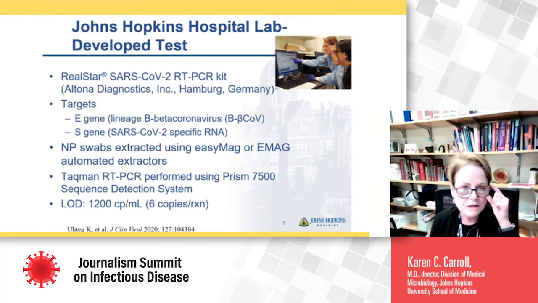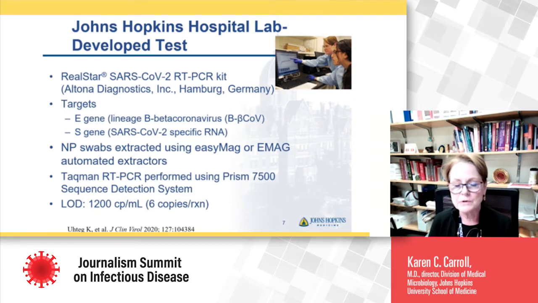So our first test was the real SARS-CoV-2 reverse transcriptase PCR kit from Altona Diagnostics. This assay had 2 targets, the E gene, which is not specific for SARS coronavirus 2 but detects all of the beta coronavirus, and then the S gene, or the gene that encodes for that spike protein that I showed you on one of the original slides.